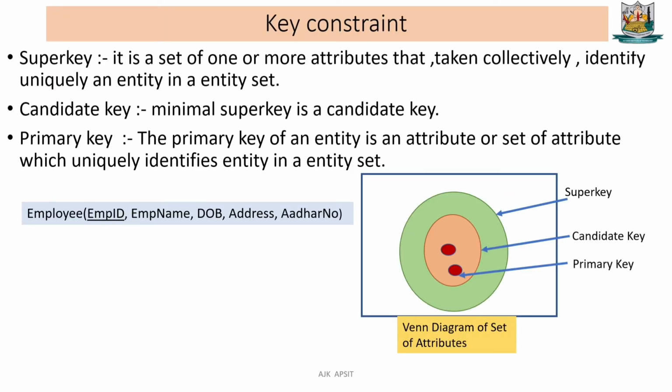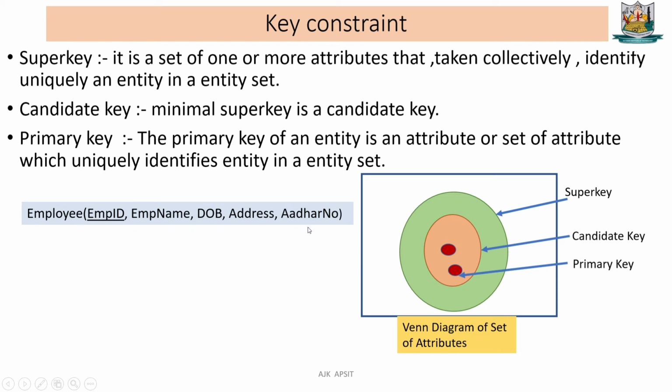Now the key constraint. A key is a set of one or more attributes that, taken collectively, can identify a particular tuple or record from the entity, and is called a key attribute. Here we can see the example. Employee has the attributes employee ID, employee name, DOB, address and the Aadhaar number.